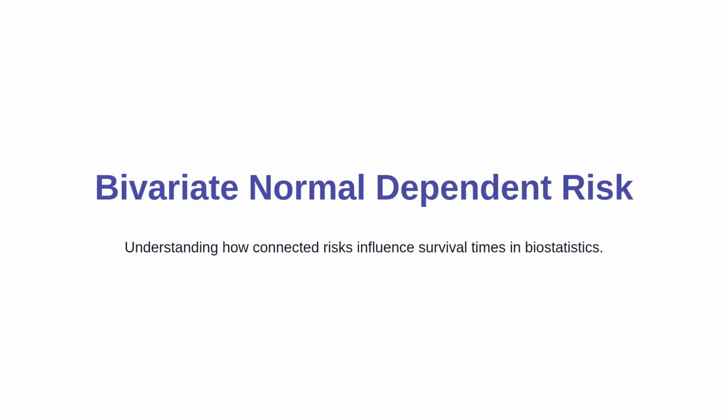Today, we are diving into a fascinating and highly applicable topic known as bivariate normal dependent risk. Imagine a patient in a hospital whose heart and kidneys are both failing. How do we mathematically model the fact that these two vital organs affect each other? By the end of this video, you will understand exactly how to build a mathematical bridge between connected risks.